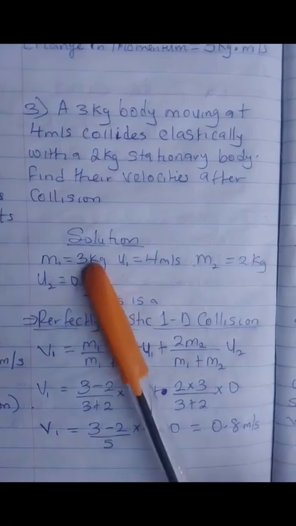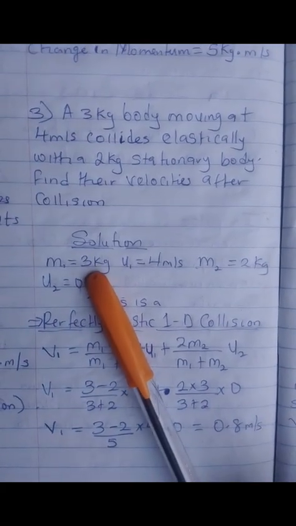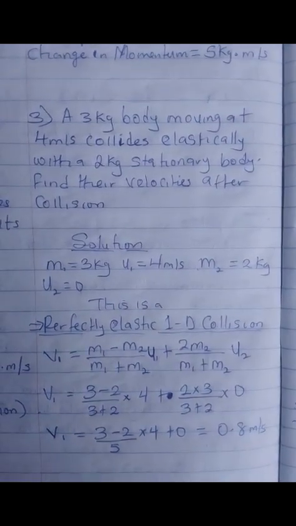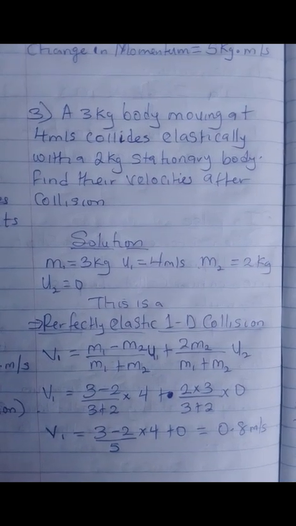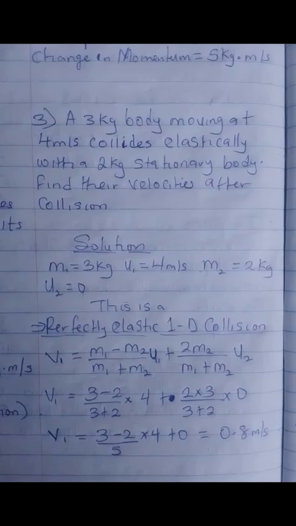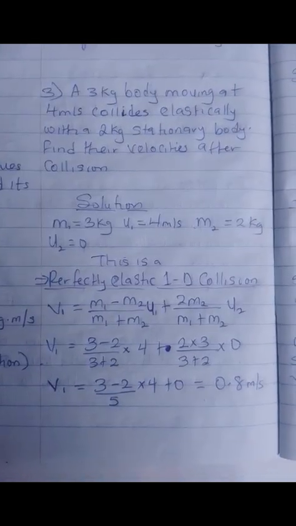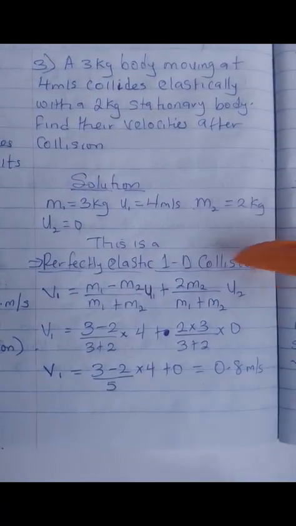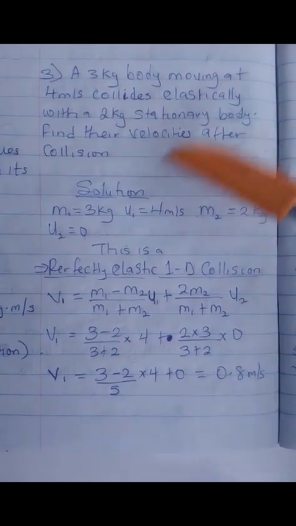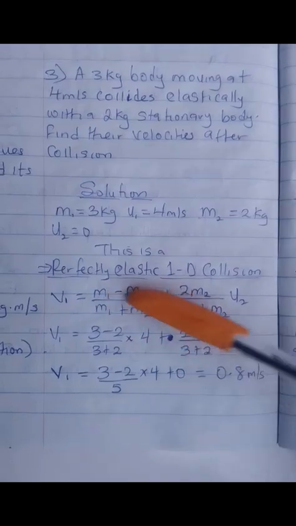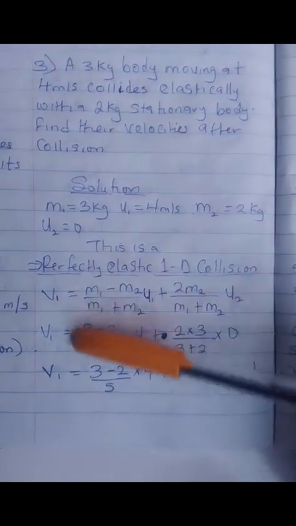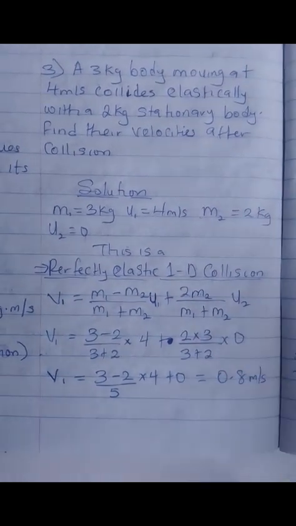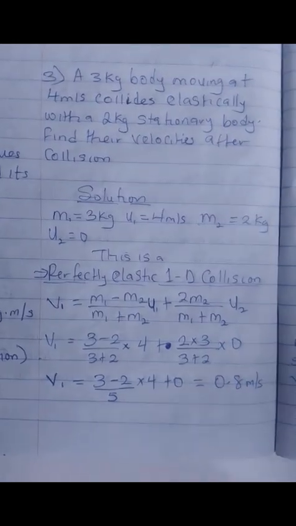We have our m1, which is the mass of the first body, as 3 kg, and the velocity u1 is 4 meters per second. While the mass of the stationary body m2 is 2 kg and the initial velocity u2 is 0, because it's not yet moving. So this is a perfectly elastic 1D collision. So now, this is a formula we can use in calculating the final velocity. It is a formula derived from the equations.